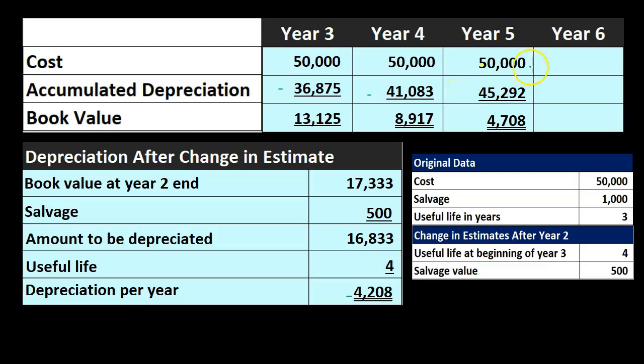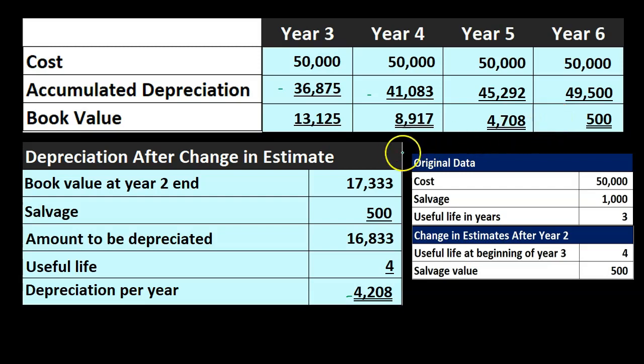The 50,000 minus the 45,292 gives us 4,708. We'll do this one more time. We've got the 50,000, then we got the accumulated depreciation being the 45,292 from the prior time period, plus the current period's depreciation, 4,208, giving us 49,500. Subtracting out the 50,000 minus the 49,500 gives us the 500.